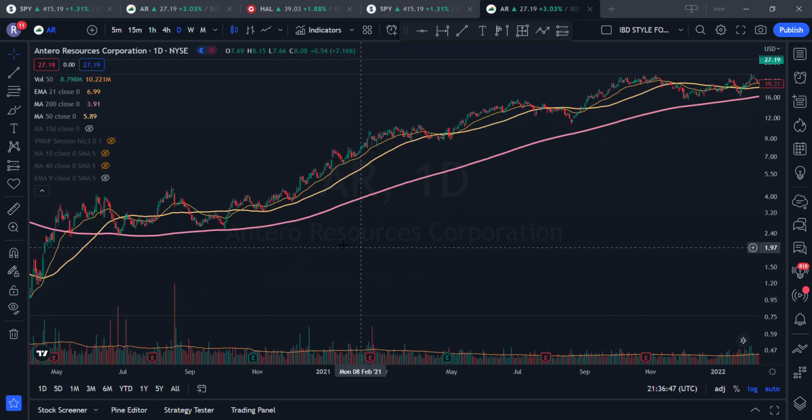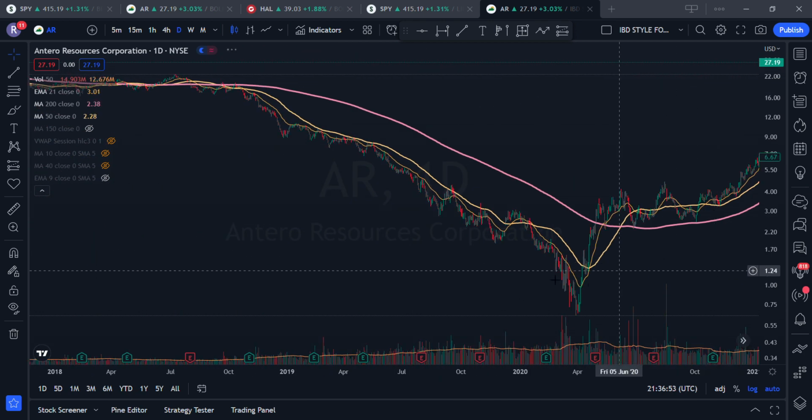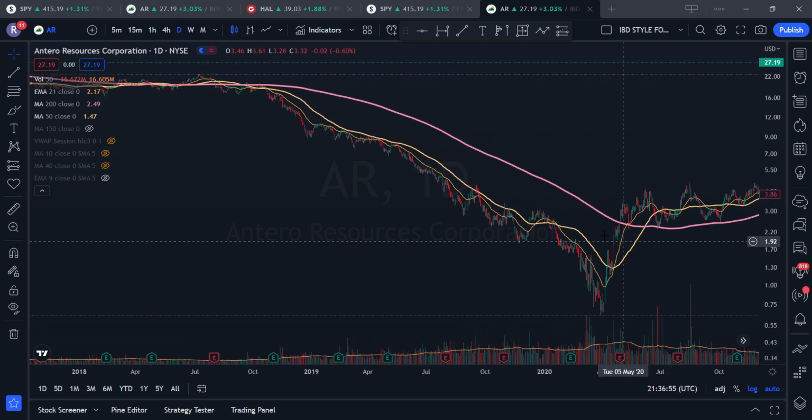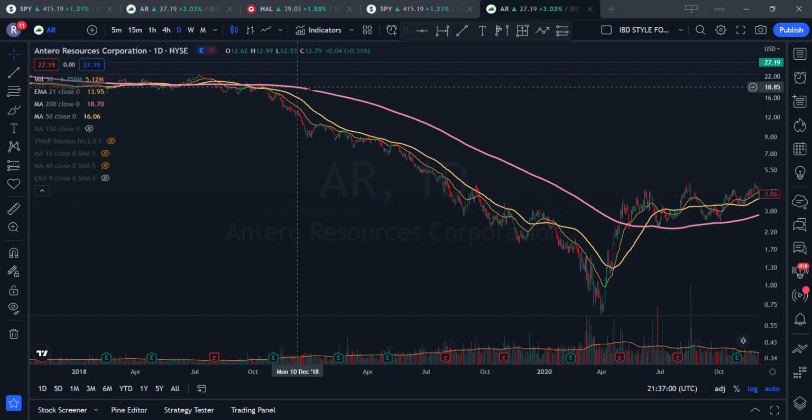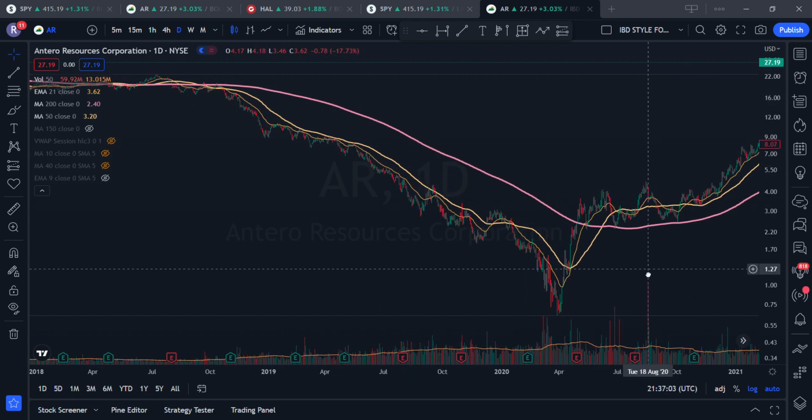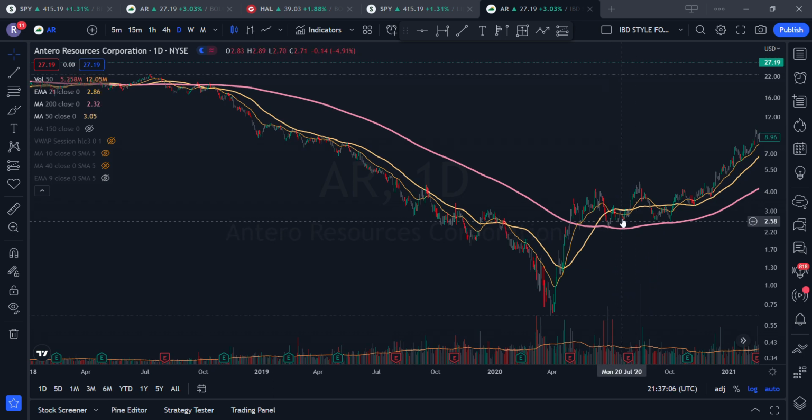So when a stock is in an uptrend, what you want to see is, this is where the signs started to come. The stock was coming down, and then the 50-day moving average started to turn up, right? And then the 21 started to turn up. So ideally, you want to see the 200-day, 50-day, and 21 EMA in an uptrend for a few months.